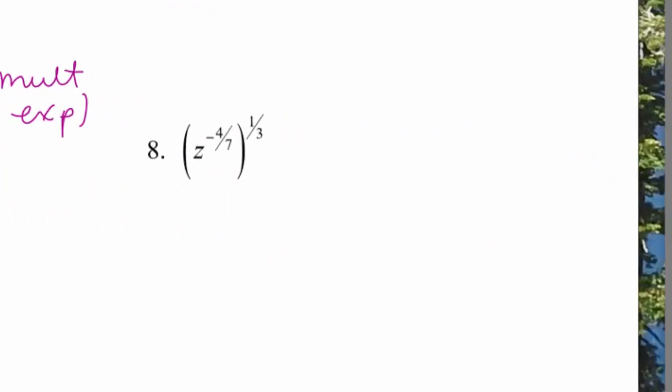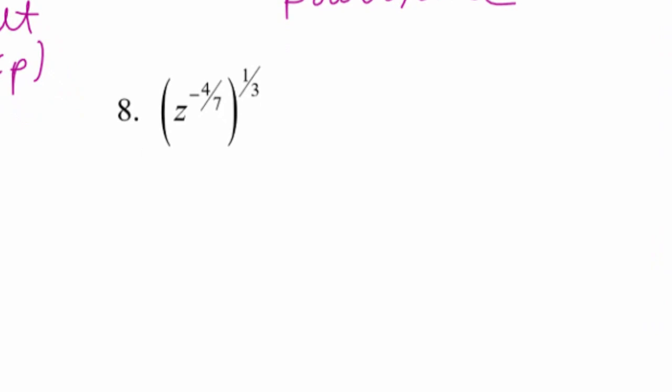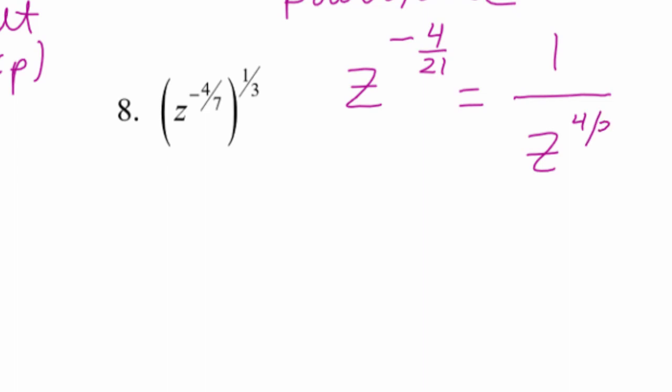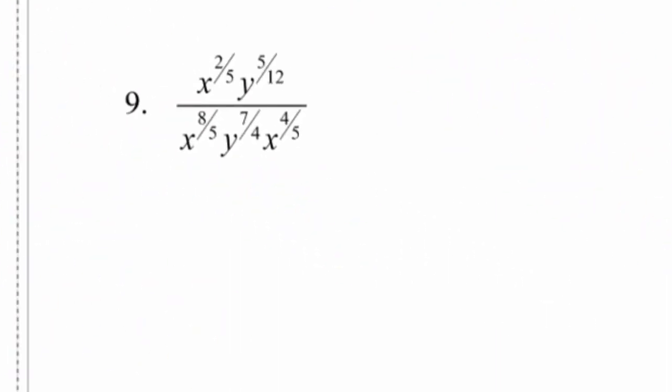Okay, now we have a negative power. So again, this is a power rule. So let's multiply those exponents. So you get z to the -4/21. And now don't leave a negative exponent, so we're going to write 1 over z to the 4/21. There's some quotient rule that's going to happen here, isn't there? And product rule. So let's look at the denominator there.